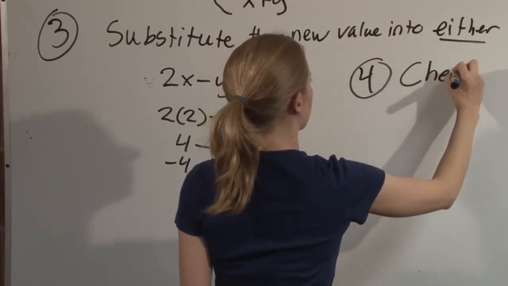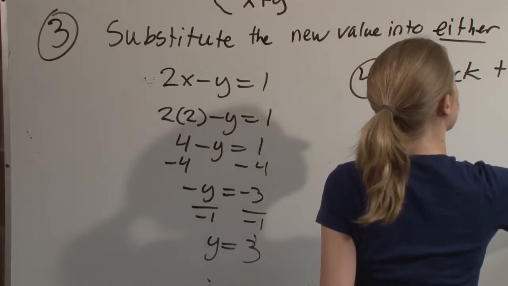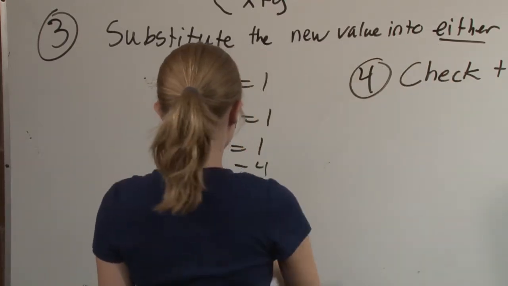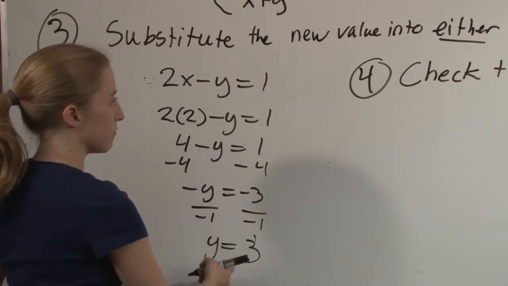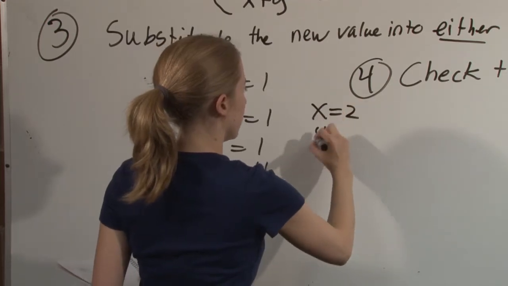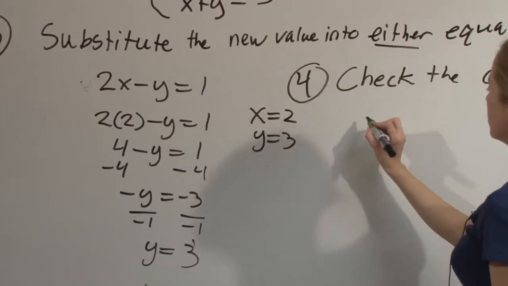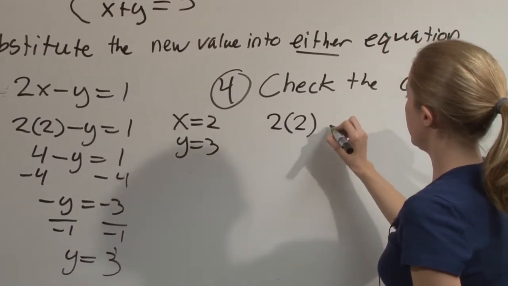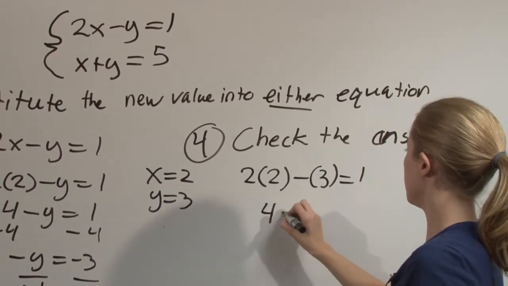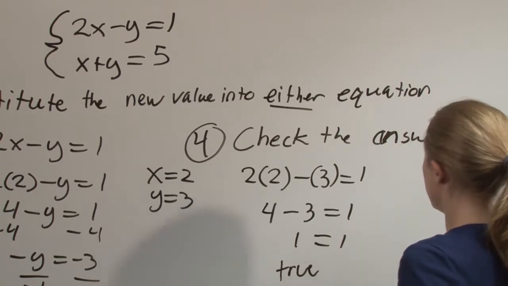Now the fourth and final step is to check. So I will check it by substituting the value I have for x and the value I have for y. Go ahead and rewrite those over here. X equals 2, y equals 3. I'm going to take those and substitute them in for x and y in both equations. So I'll take the first one and see what happens when I plug in those values for x and y. So that's going to be 4 minus 3 equals 1, and that's true.